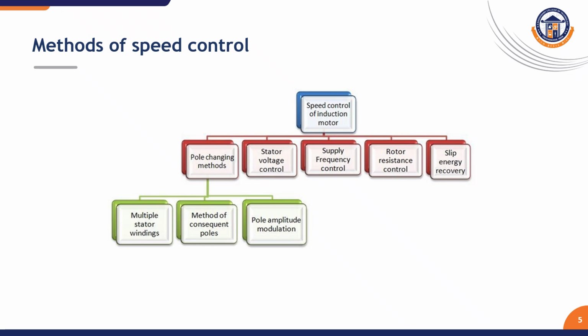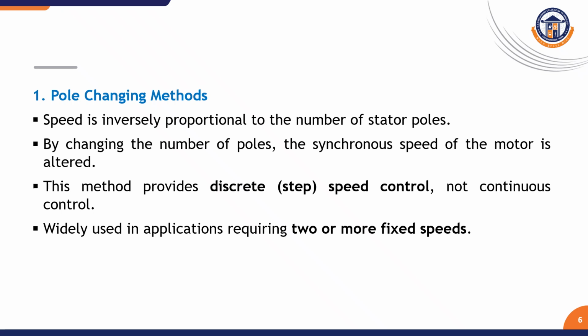So the methods of speed control classification. Basically, the speed control of the induction motor is classified as pole changing methods of control, stator voltage control, supply frequency control, rotor resistance control, and slip power recovery schemes. The pole changing method is further classified as multiple stator winding control, method of consequent poles control, pole amplitude modulation control. So let's explore each and every speed control method and its working. First we will see the pole changing methods.